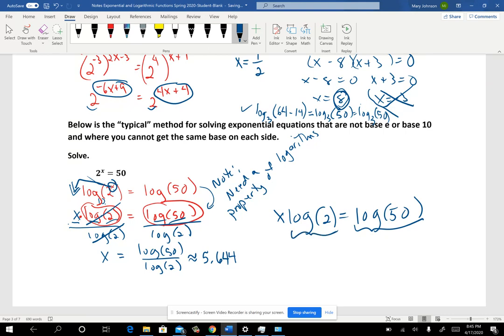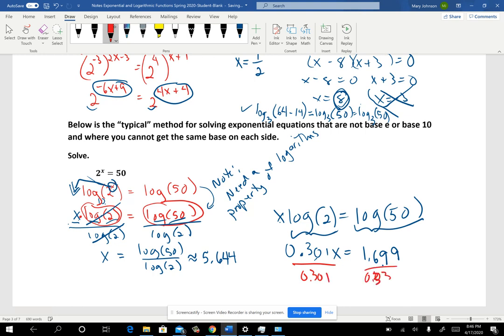Now, listen to me, it's not good practice to do the log of 2 and say, okay, well, that's 0.301 with the x, and then take the log of 50 and say, okay, that's 1.699 if I round to 3 decimal places. It's not really a good thing to do, especially those of you planning to do something scientific or to become engineers, because you rounded, and then your next step would be to divide by 0.301 on both sides.